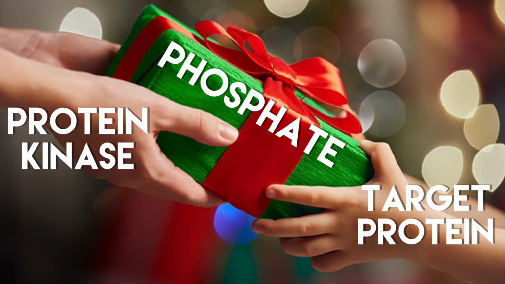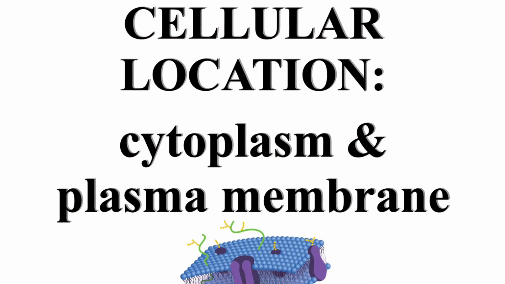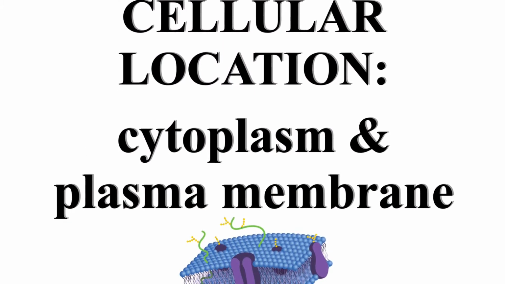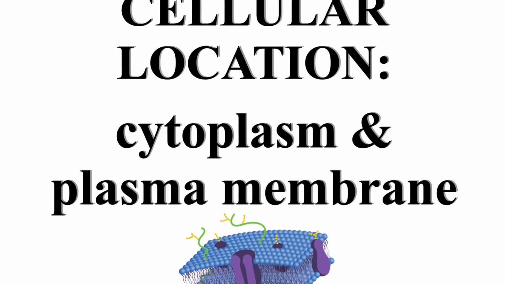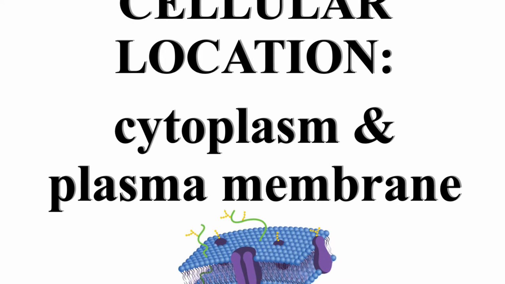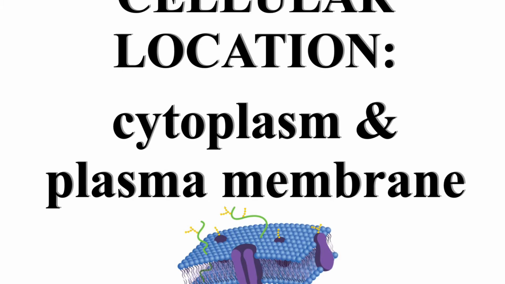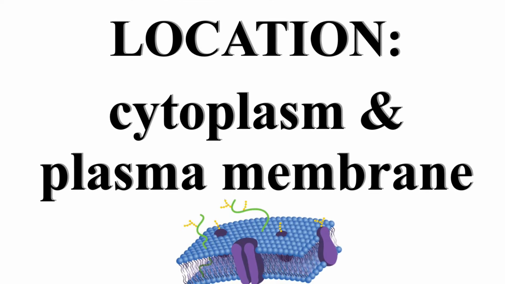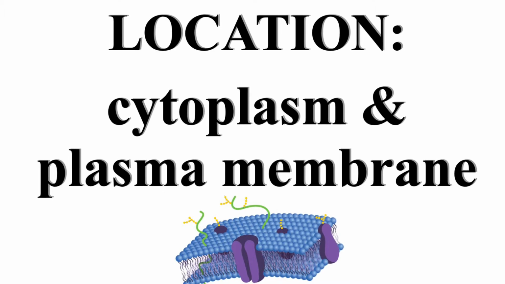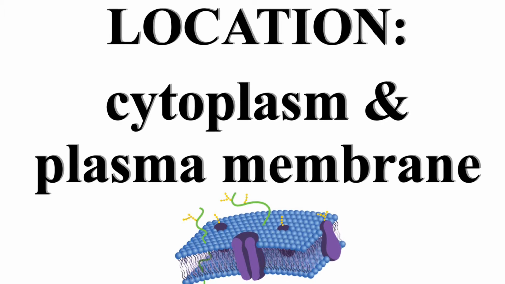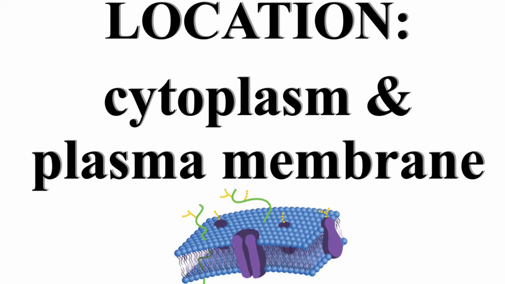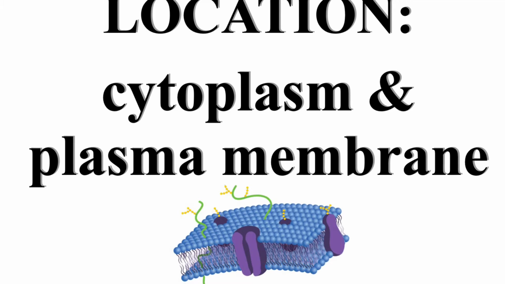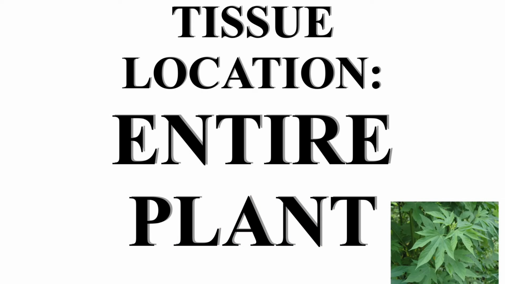This makes sense then when we say that the cellular location of my protein is the plasma membrane and the cytoplasm. So you see here a little image of a plasma membrane with a phospholipid bilayer, and those proteins are usually embedded into the membrane. So you expect that the kinases are going to surround the membrane and be around the cytoplasm so they can do their job properly. The major tissue location is also important because the protein kinase is around the entire plant.